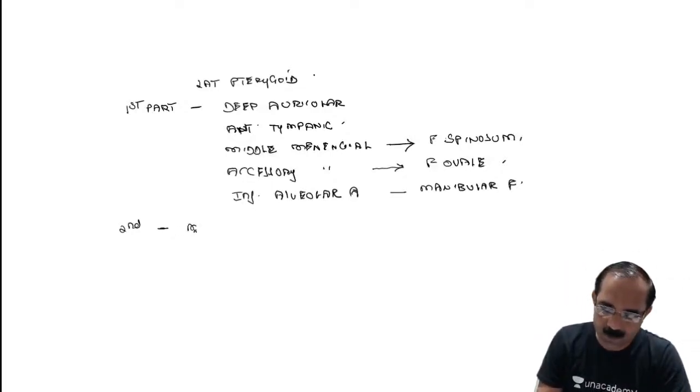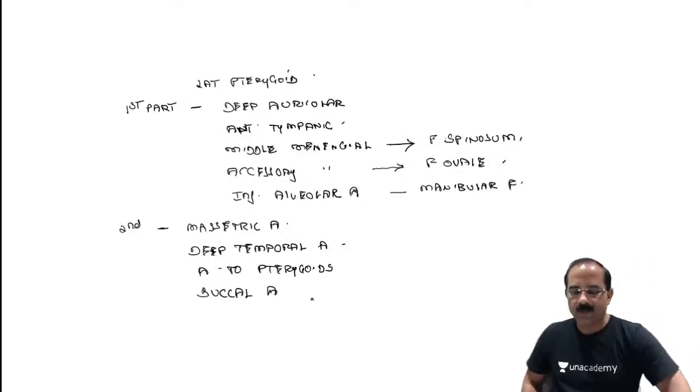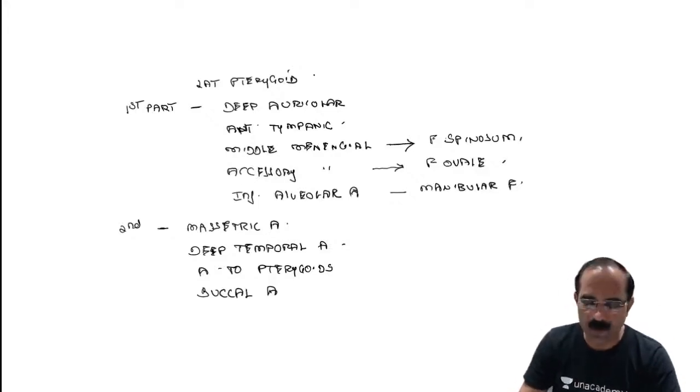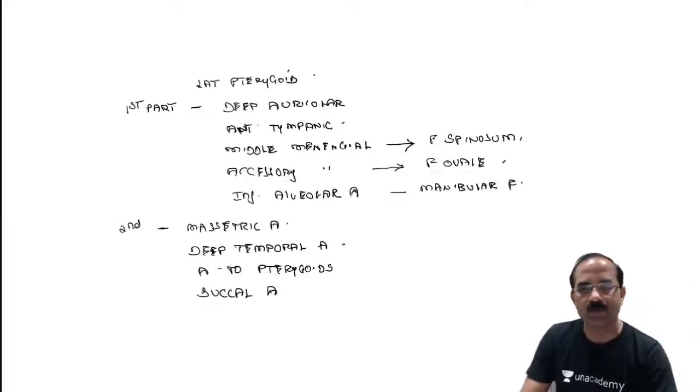One is the masseteric artery, deep temporal artery, artery to the pterygoids, and the last one is the buccal artery. So masseteric artery, deep temporal artery, artery to the pterygoids and buccal artery. These are the branches corresponding to the anterior division of the mandibular nerve. They are the same as the branches of the second part of the maxillary artery.